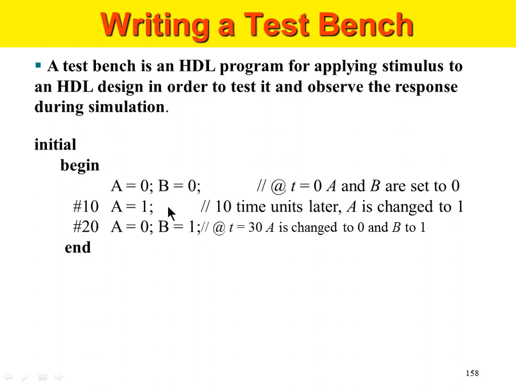How do we apply inputs? Let's assume A and B are two inputs. Initial begin, A is equal to 0, B is equal to 0. Hash 10. Let's assume the time unit is nanoseconds. So after 10 nanoseconds, I change A to 1. A was 0, it got changed to 1 at 10 nanoseconds. Hash 20, so wait another 20 nanoseconds, then make A equal to 0 again and B equal to 1. At 10, A was 1. After another 20, 10 plus 20 is 30. At 30, A will be 0 and B will be 1. So this is how inputs will be applied through an initial block in the test bench.